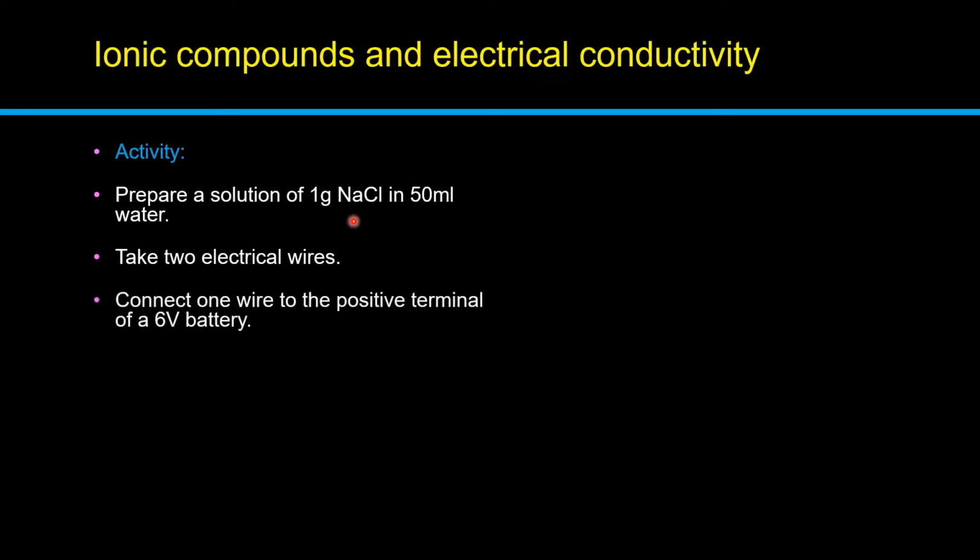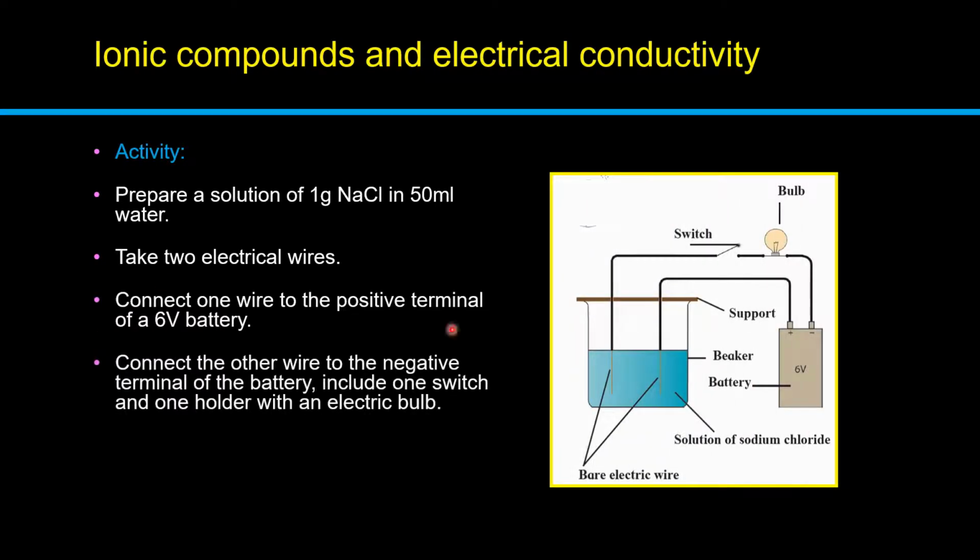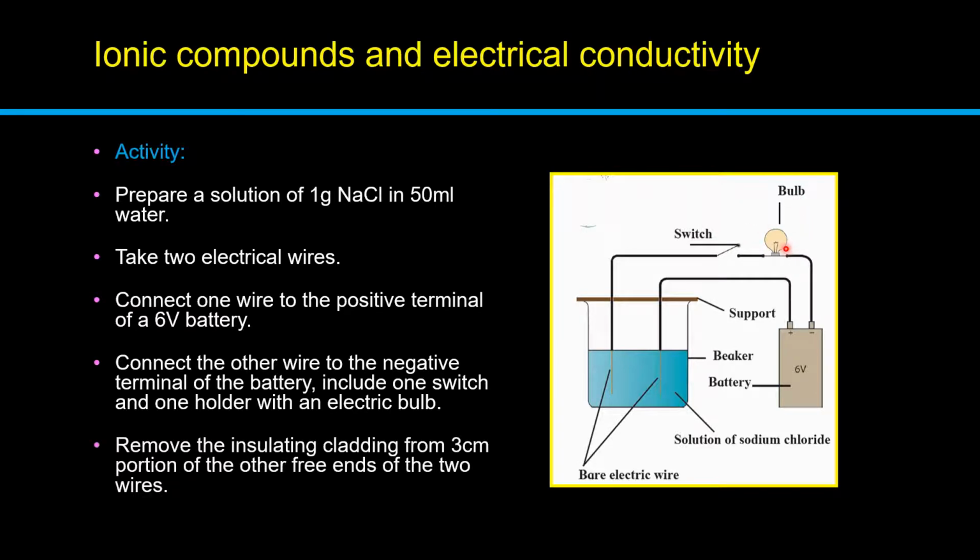Take 2 electrical wires. Connect one wire to the positive terminal of a 6-volt battery as shown in the picture. Connect the other wire to the negative terminal. Include one switch and one electric bulb along with this. Remove the insulating cladding for about 3 cm of the other free ends.